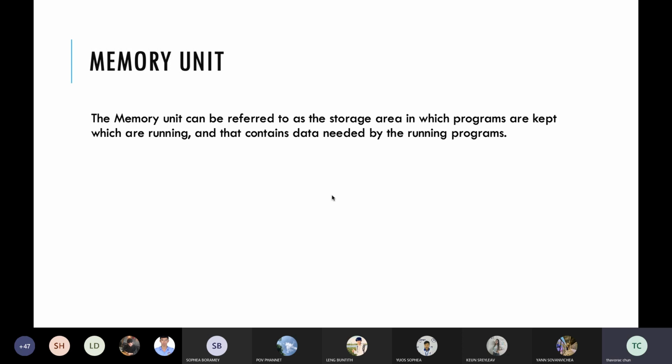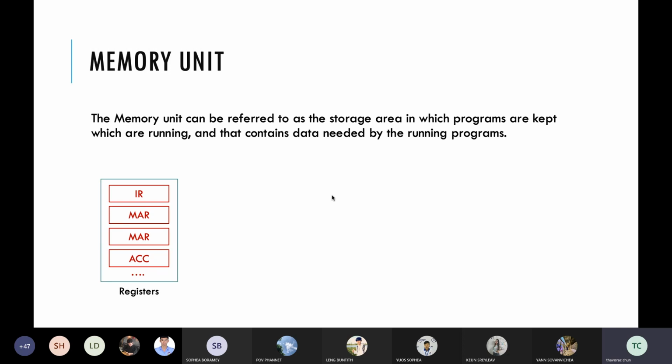So for now, you can just remember what the components are that can be considered as memory units. The first one is the register. Register is the fastest and smallest memory unit inside a computer. There are many types of registers.